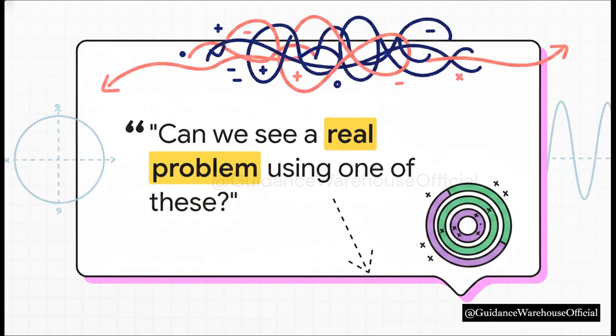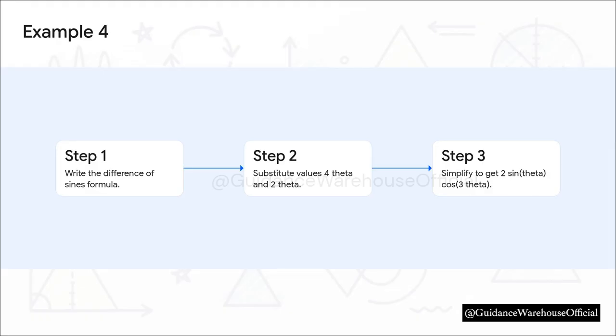And right about now, I can practically hear you asking, okay, but can we see a real problem using one of these? Absolutely. Let's see exactly how we can compress a really messy difference of signs down into a nice tight product. Check out this example. We want to convert the sine of 4 theta minus the sine of 2 theta. To kick things off, we write down the difference of signs formula straight from our table.